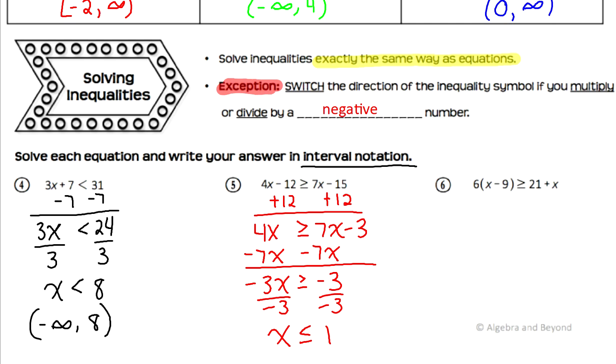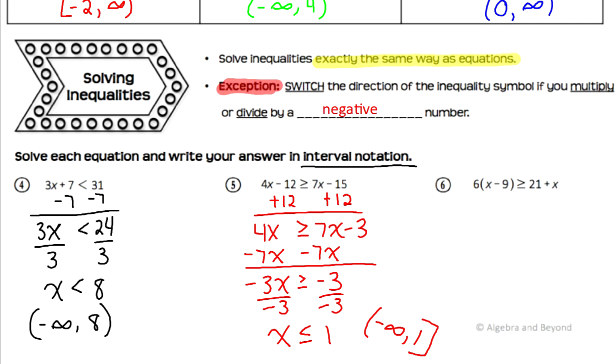Now my interval notation for this one, going to the left of 1 or less than 1 would take me to -infinity, up to that +1. It's equal to, so I'm going to include a bracket around 1.